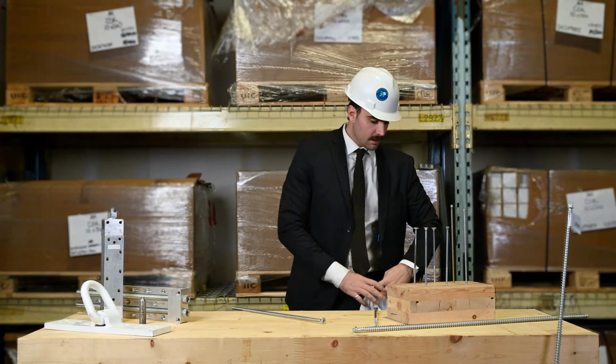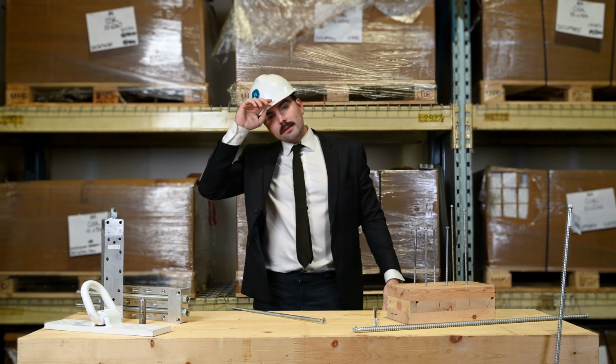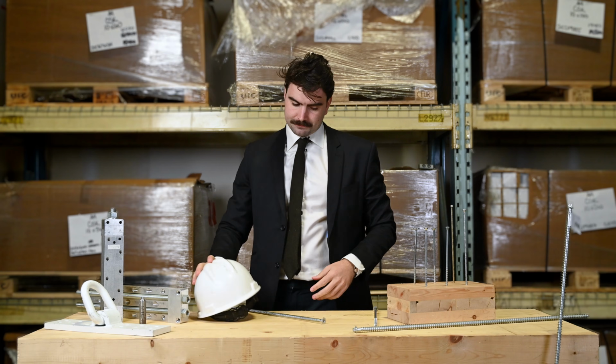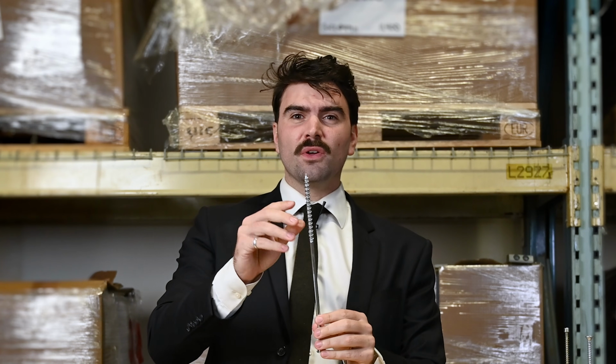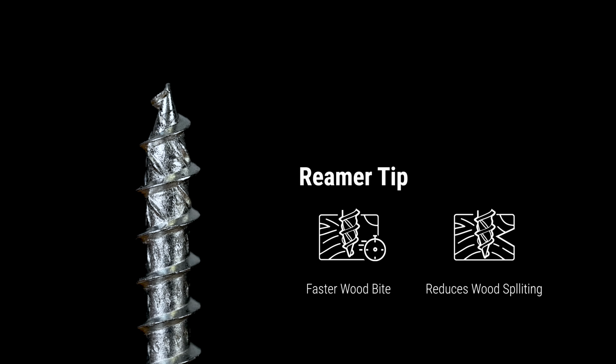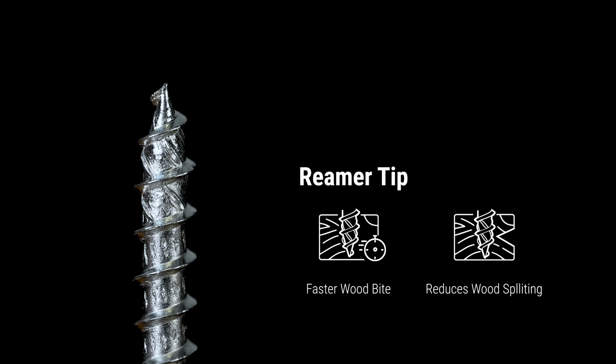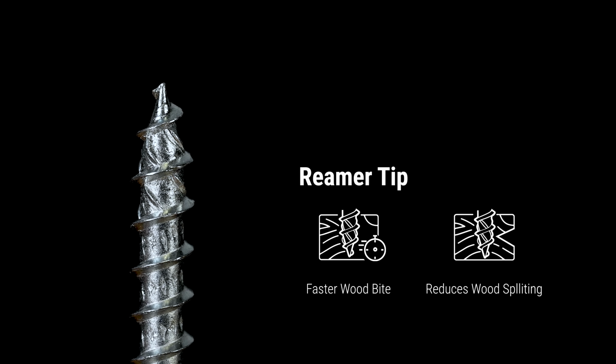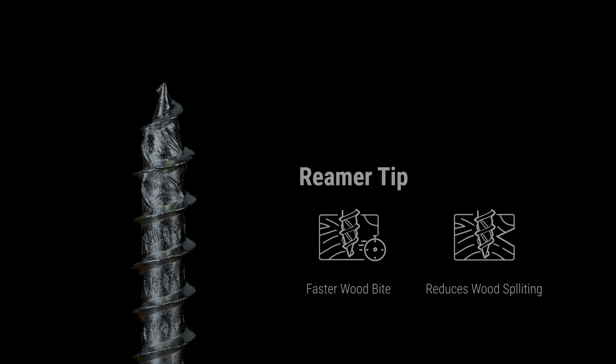That was delicious. Now, another significant change between these two fasteners is the tip. Partially threaded fasteners have a tip called a reamer tip. These are designed to maximize wood biting power. It works in tandem with the shank cutter to widen the hole during installation, and like we said, to reduce the friction between the wood and the screw.